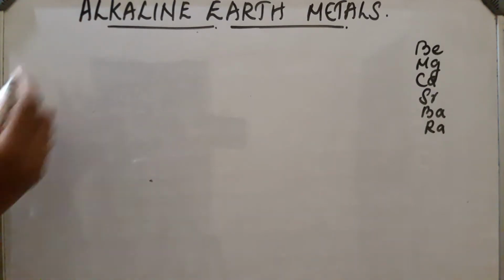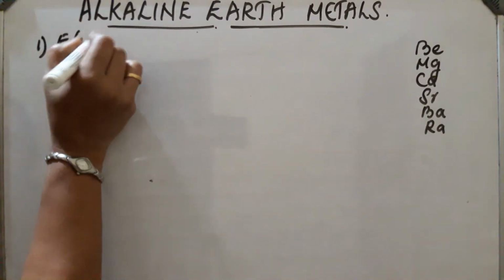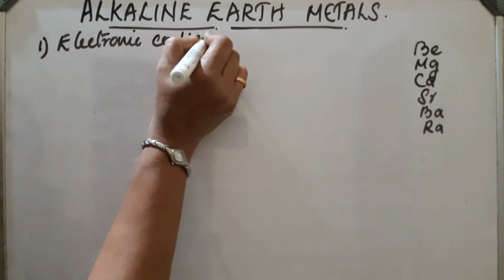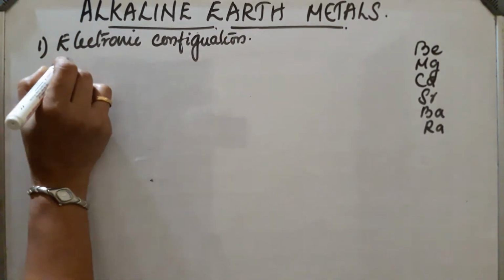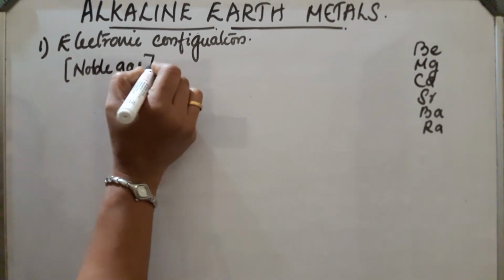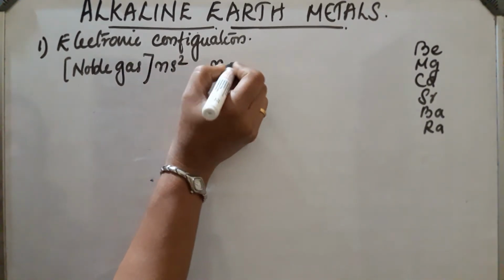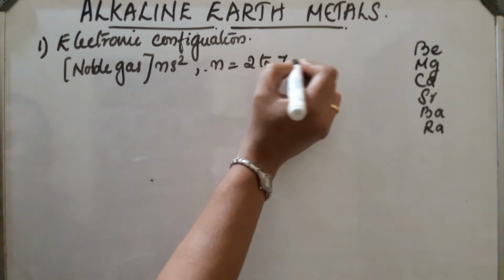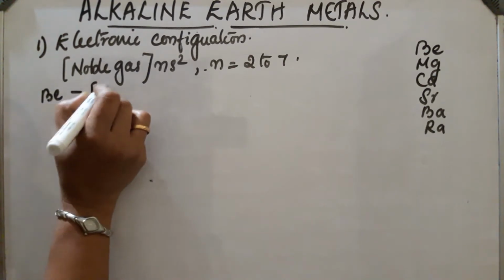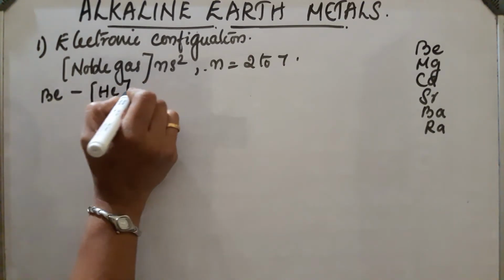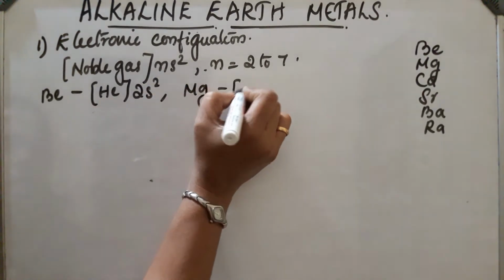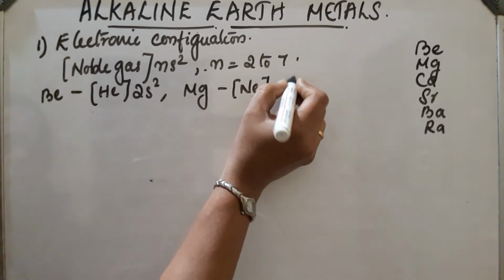Next, electronic configuration. The electronic configuration is the first noble gas configuration and ns2, n equal to 2 to 7. First example, beryllium. The nearest noble gas is helium, so the configuration is helium 2s2. What about magnesium? The nearest noble gas is neon, and 3s2, and so on.